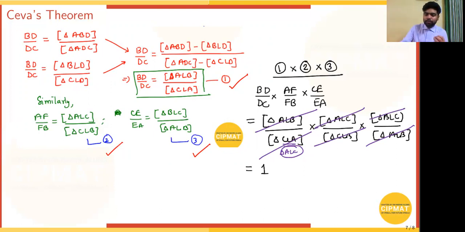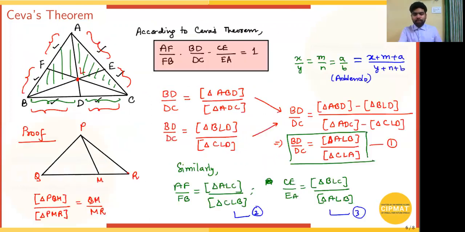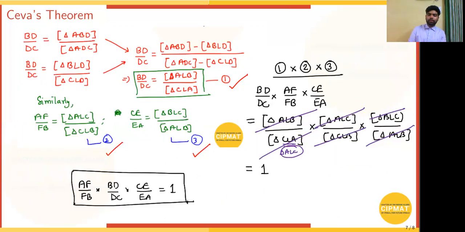And what have I proved? If you look at what I have just proved over here, it's nothing but AF upon FB multiplied by BD upon DC multiplied by CE upon EA is equal to 1. And if you notice this carefully, is this what I was trying to prove? Yes, of course. This is your Ceva's theorem. Hence, I have proved Ceva's theorem.